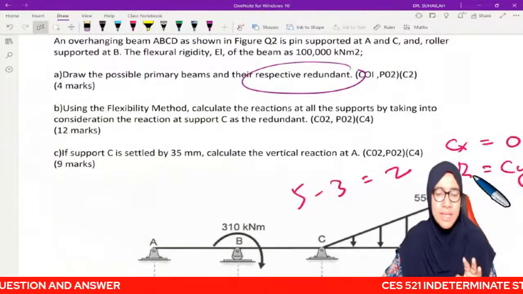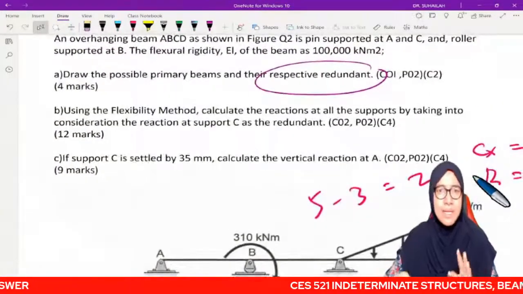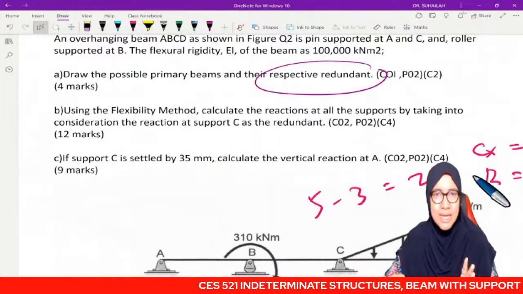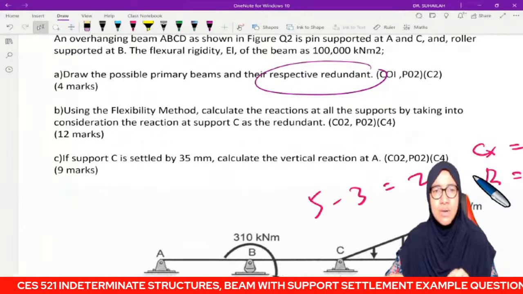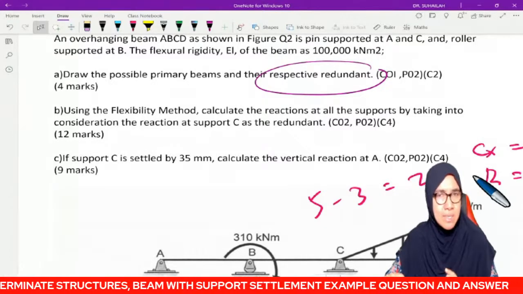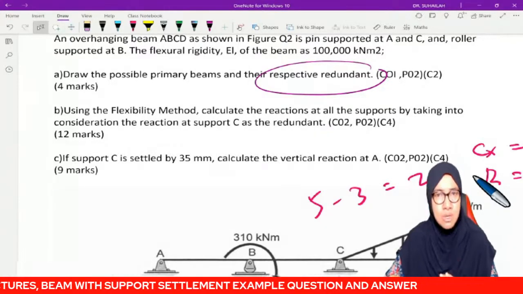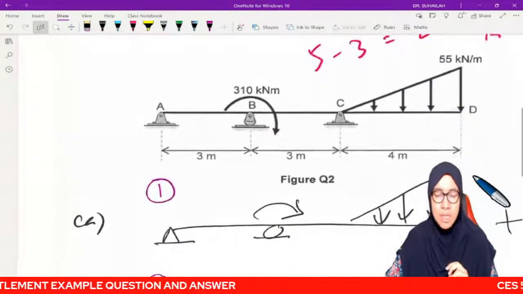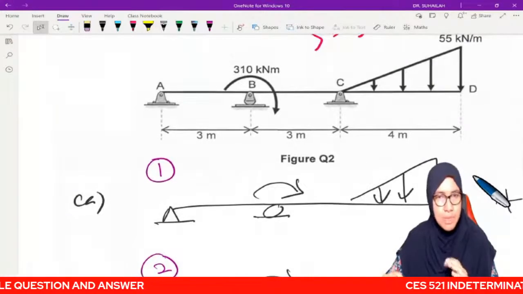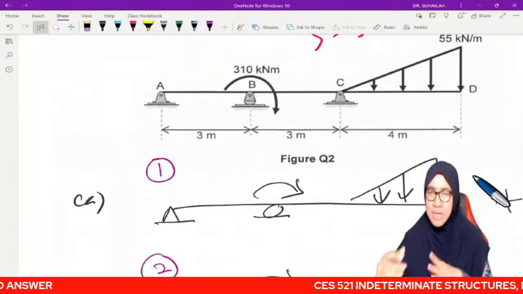Okay, using flexibility method, calculate the reaction at all supports, by taking into consideration the reaction at support C as redundant. Means that we will choose possibility number 1 to continue analysis.